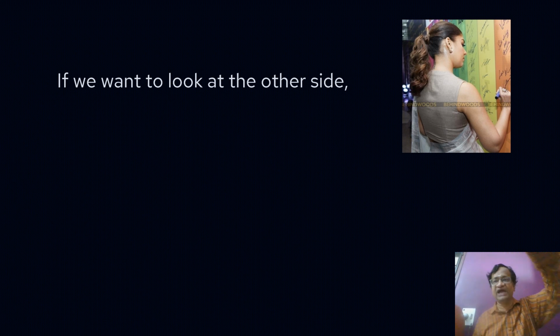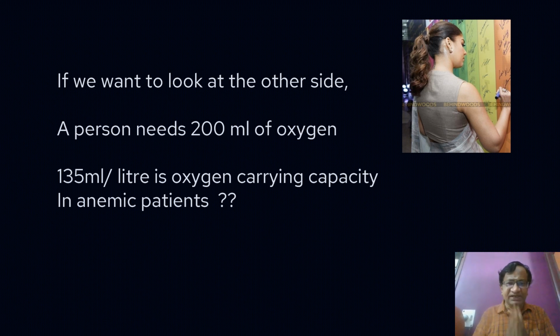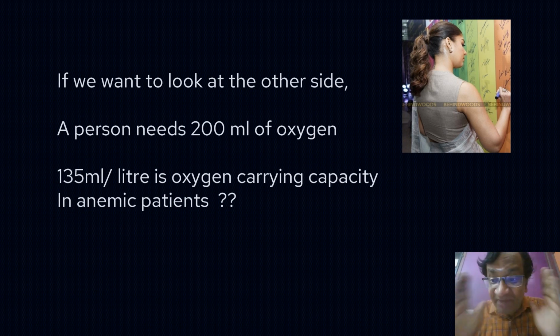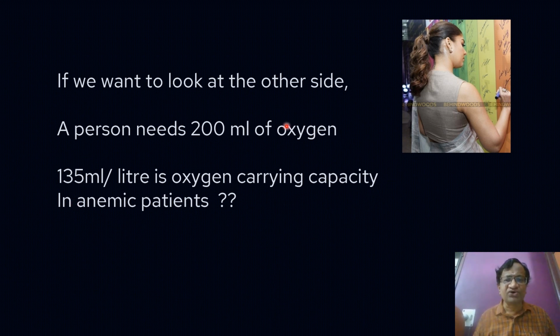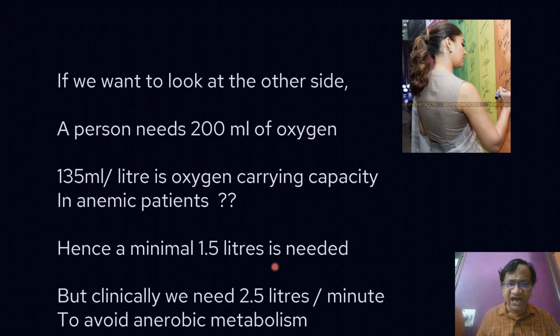If we look at the other side of it, a person needs 200 ml of oxygen. Now, 135 ml is the oxygen carrying capacity in anemic patients. So we need 1.5 liters at least. Here you see 1.5 liters. But clinically we need 2.5 liters per minute instead of 5 liters to avoid anaerobic metabolism. This is what you should understand.